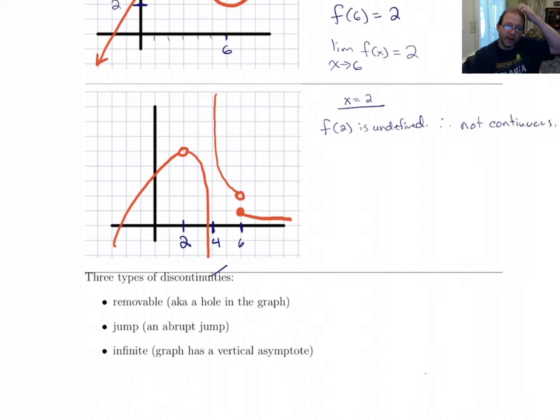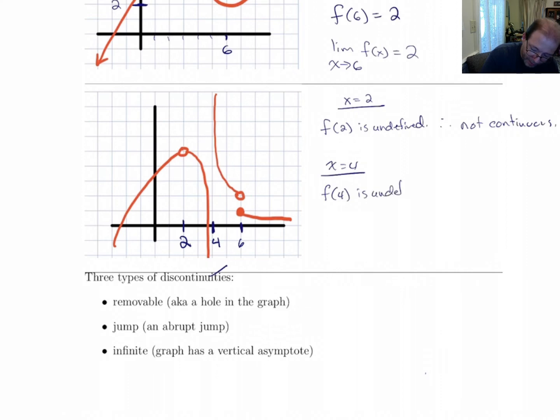Because we need to have f of 2 be defined, we need the limit to exist, and we need those two things to be equal. All right, at 4, what's going on there? Well, a couple of things. Before we do the limit, let's look at that. F of 4 is also undefined. Therefore, it's not continuous.